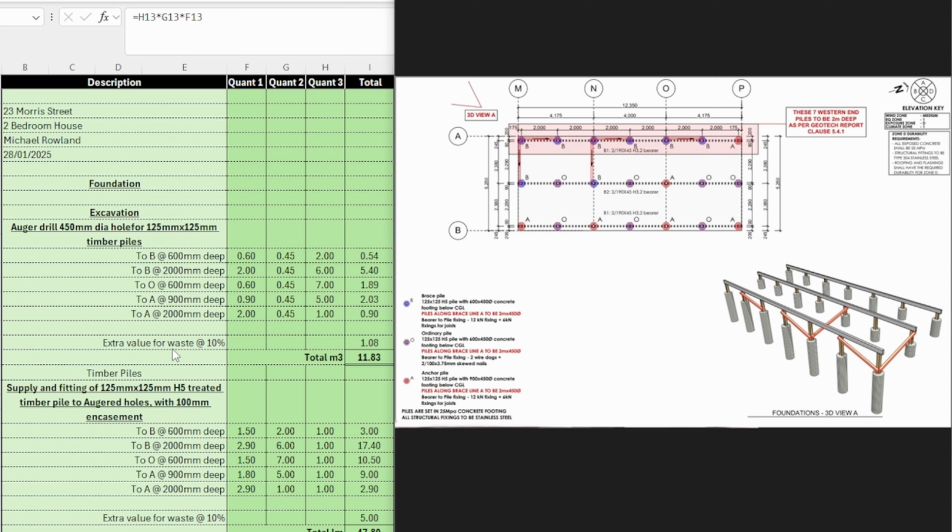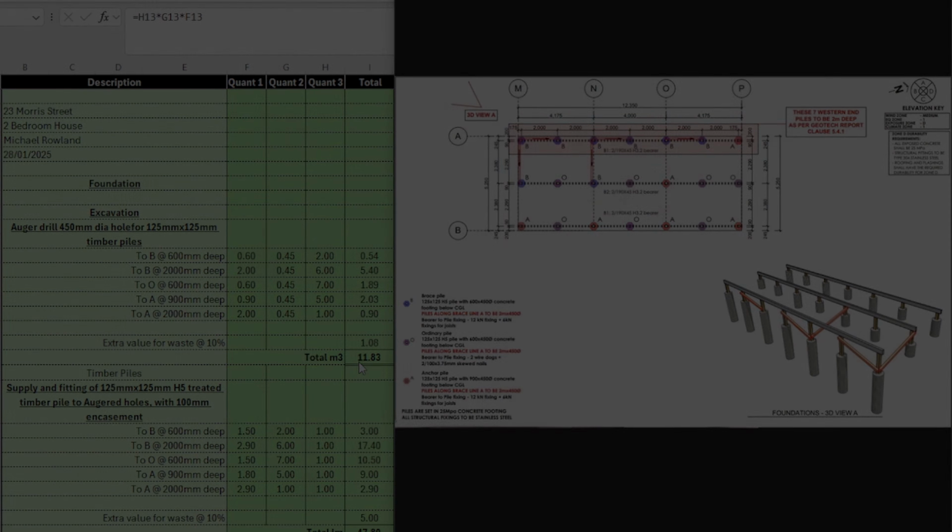So we allow wastage on this because when the earth's in the ground, it's compressed. When we dig it out, it expands a little, so you get more earth that's going to be carted away. So we allow for about 10% for that. And in total, we need 11.83 cubic meters to remove from site.